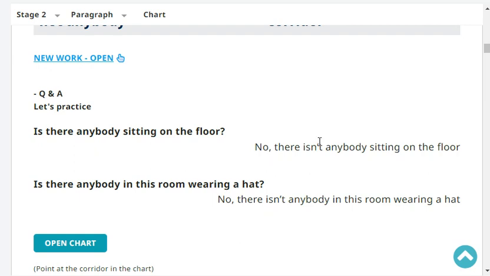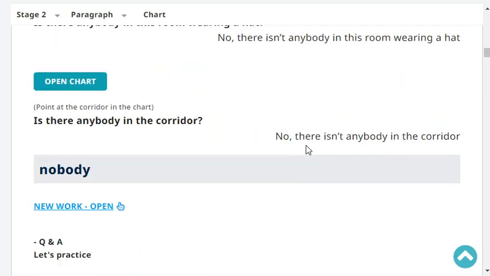Okay, is there anybody sitting on the floor? No, there isn't anybody sitting on the floor. Is there anybody in this room wearing a hat? No, there isn't anybody in the room wearing a hat.